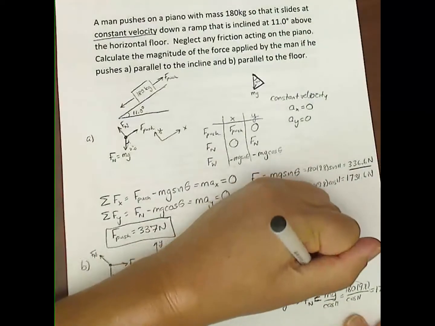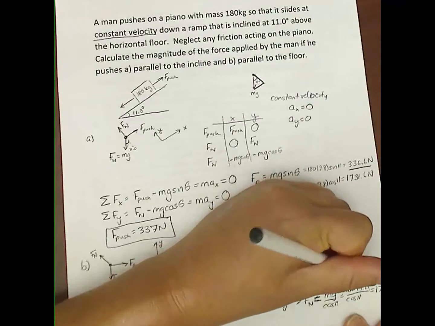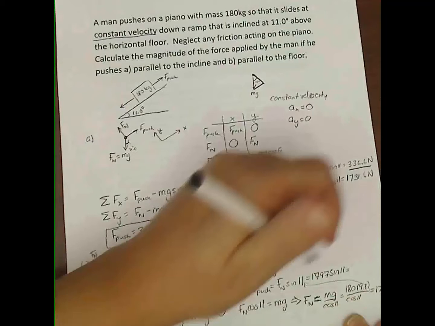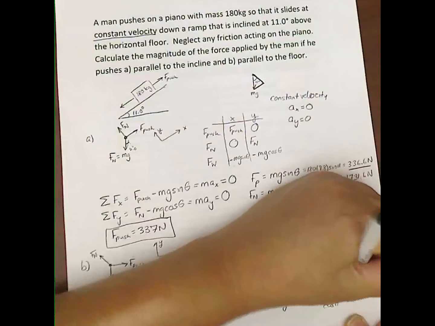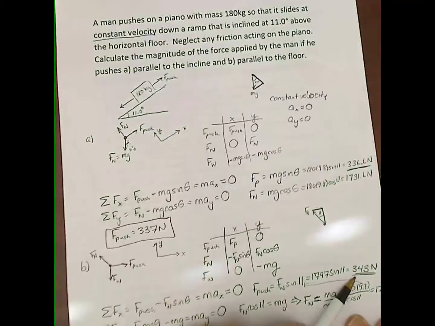So now it's normal force, 1797 times the sine of 11. Plug that into my calculator. I get 343 newtons, rounded off to 3 significant figures. So he's got to push a little bit harder when he pushes parallel to the floor than when he pushes straight up the ramp.